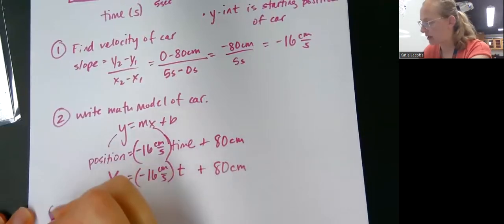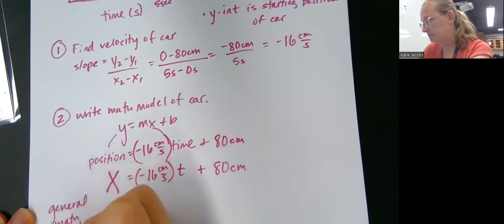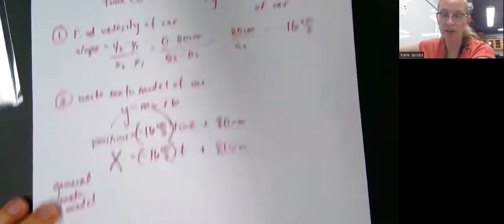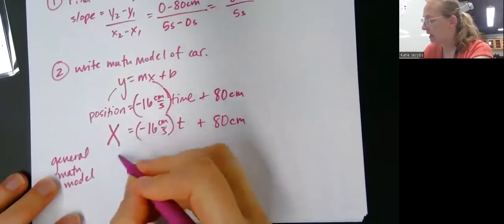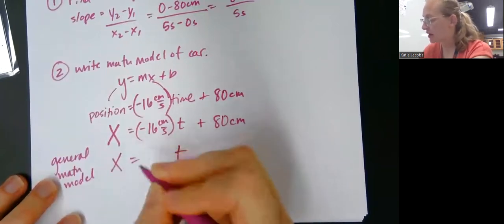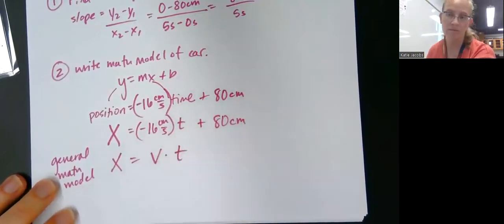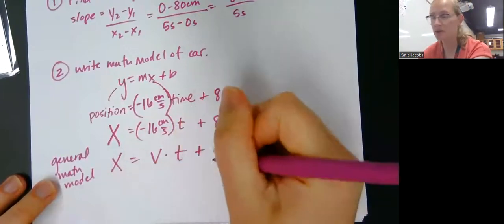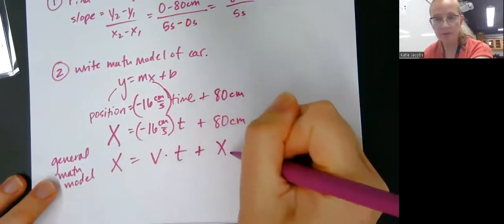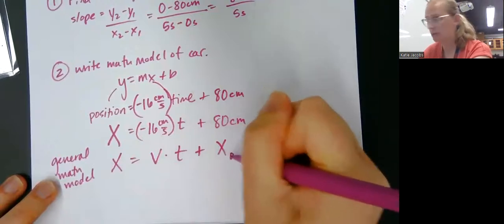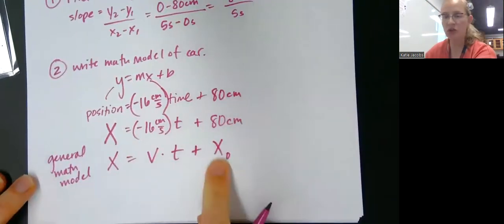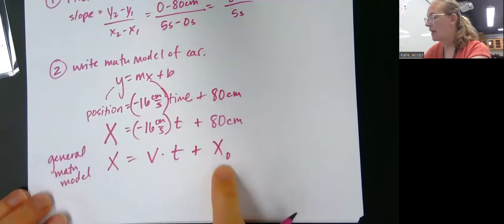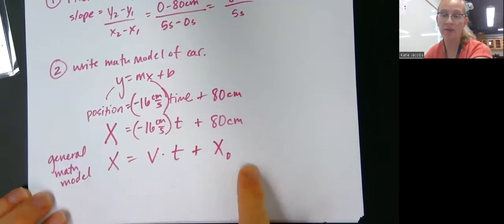The general math model for any position versus time graph that's linear is going to be X and T. The slope is the velocity, so we've got V for velocity. So we've got X equals V times T plus the starting position is X. Sometimes people use subscript I or subscript 0. That means the position at time 0. So that's the symbol for starting position. And that's the format for any linear graph on a position time graph.